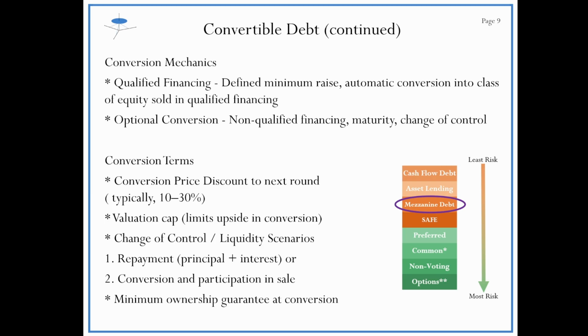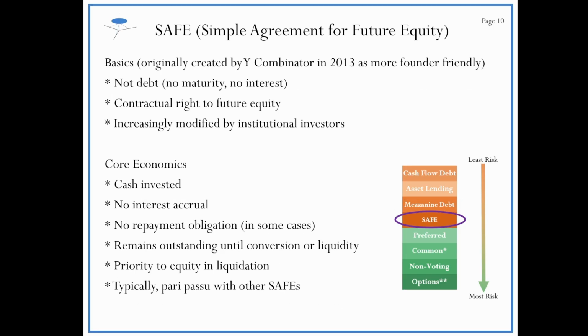A discount on conversion is also common. As an example, a 20% discount on conversion provides a built-in 25% return. Assuming a $100 note and a $1 conversion, the note holder will receive 125 shares versus the 100 shares without the discount. A SAFE is a very similar instrument.